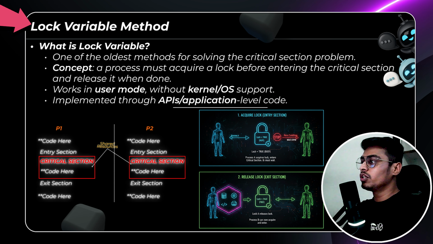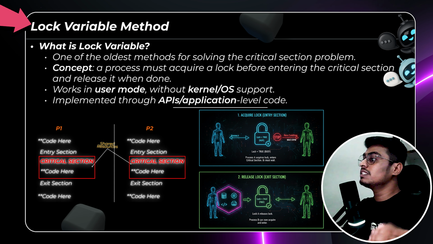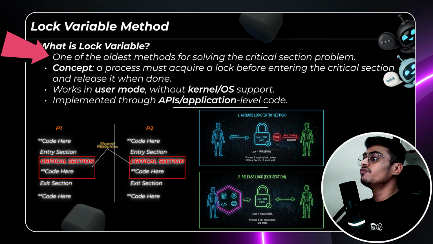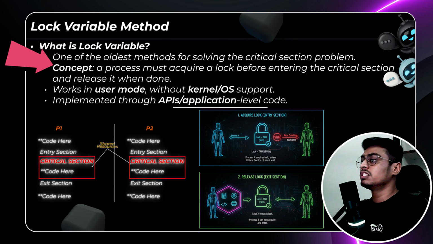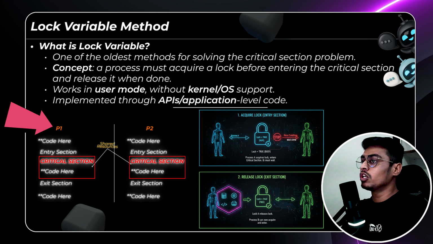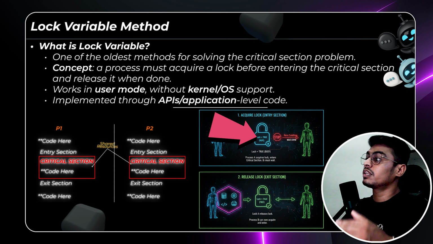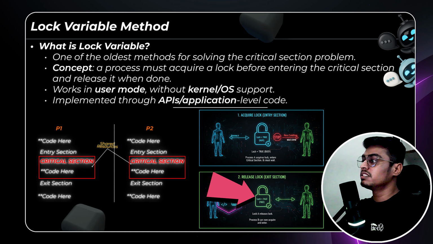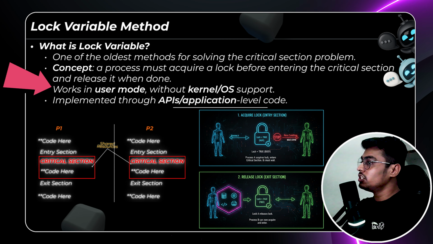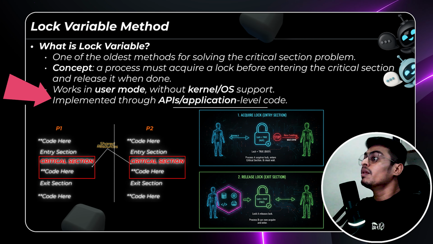Now moving forward to the lock variable method. What is lock variable first? Lock variable is one of the oldest methods for solving the critical section problem. The fundamental concept is simple. Any process that wants to enter the critical section must first acquire the lock. When the work in the critical section is complete, the process releases the lock. This method works in user mode, meaning we don't take any support from the kernel in the operating system. We implement it through API and application level code.